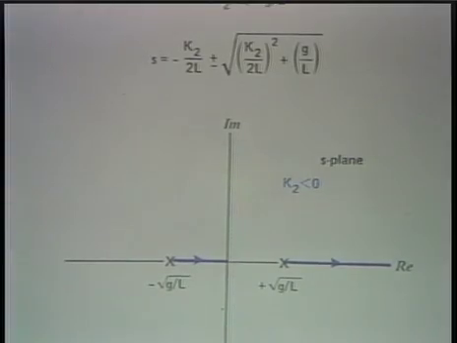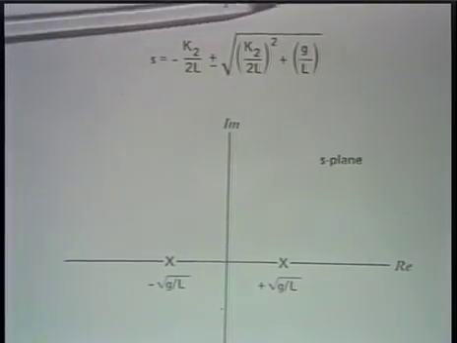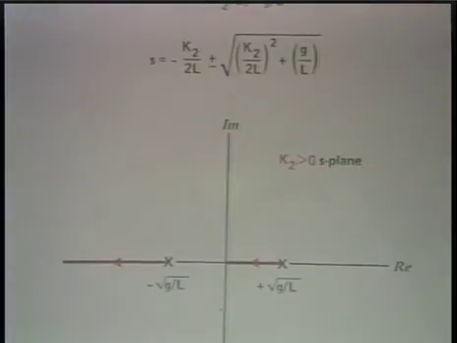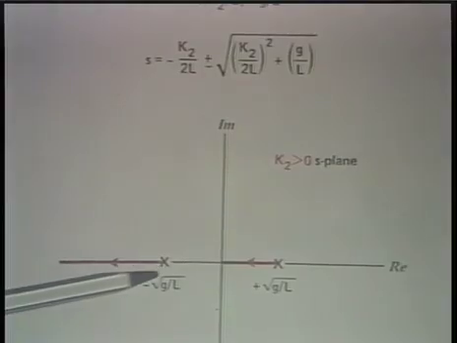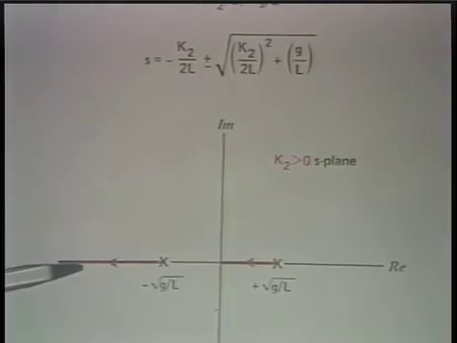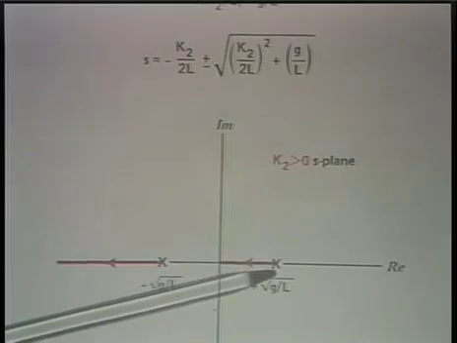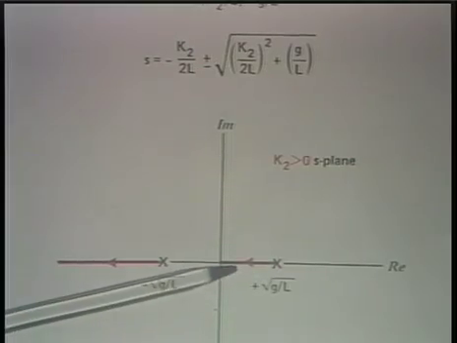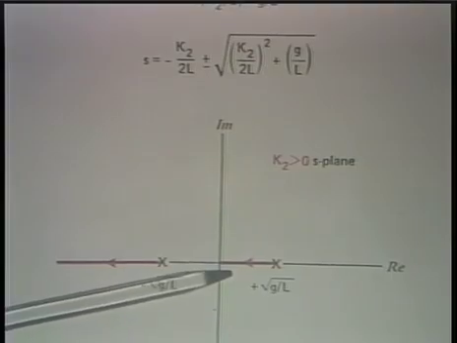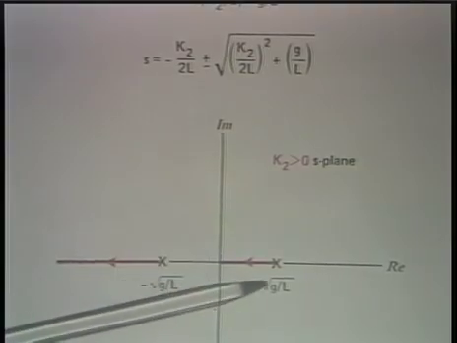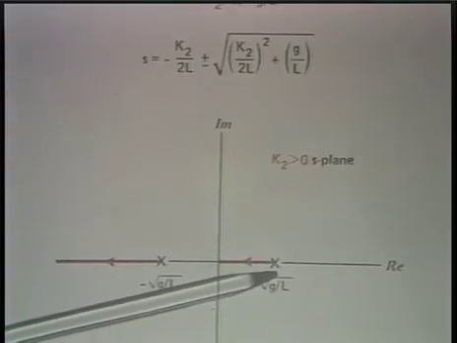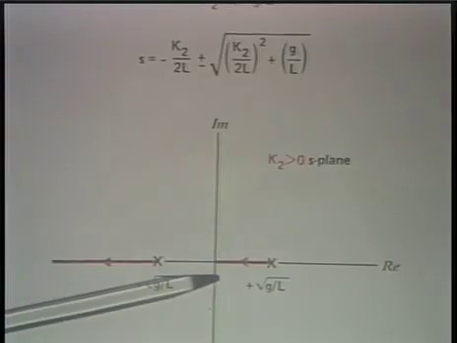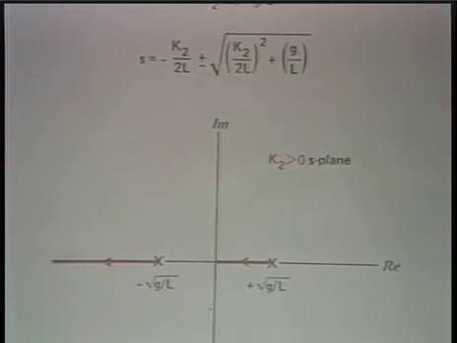Let's try K2 positive. The root locus dictated by this equation is what I indicate here. The left half plane pole moves further into the left half plane. That's good, that's getting more stable. The right half plane pole is moving closer to the left half plane, but unfortunately never gets there. In fact, it's when K2 eventually becomes infinite that this pole just gets to the point where the system becomes marginally stable.